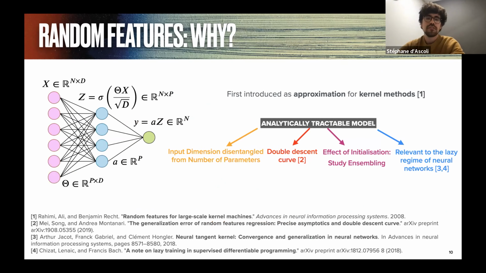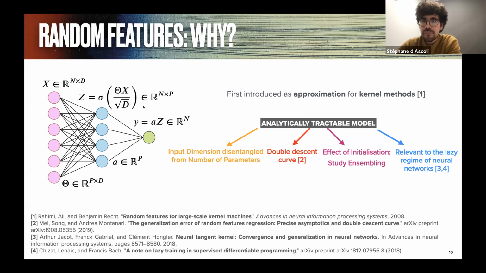And I'm going to introduce once and for all this model that I'm going to be using throughout the rest of the talk, which is the random feature model. So originally this was introduced in 2008, not as a theoretical model, but actually as a practical model, which was a fast approximation for kernel methods. And the idea is that it's just a two-layer network, so one hidden layer, where the first layer of weights is fixed and we only learn the second layer of weights.